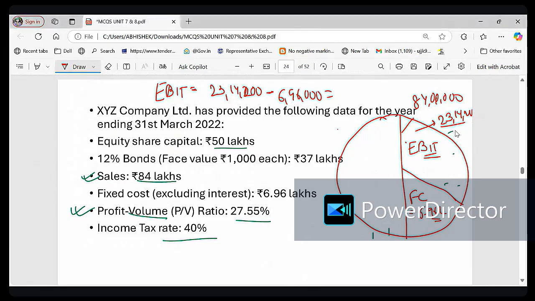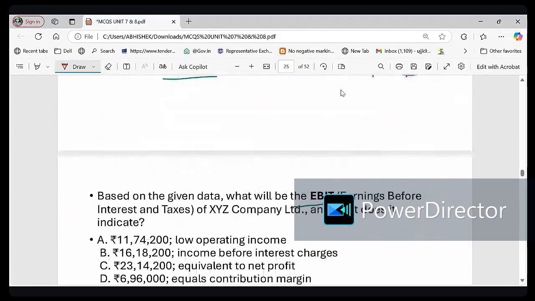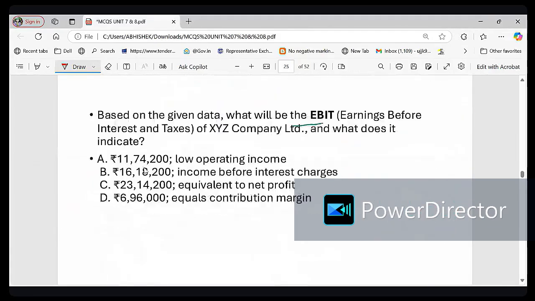So we have just calculated the contribution. This profit by volume ratio tells you for 1 unit of the sale, how much profit you are generating. That is called profit by volume ratio. So if you subtract both of them, as you can see in the options, which option is correct? 11, 1, 7, 4, 200, right?